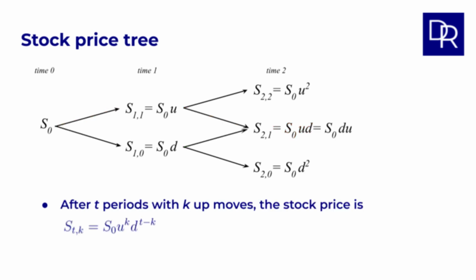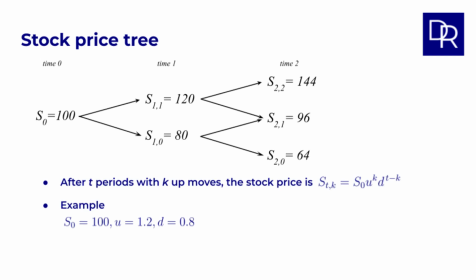We call a model with this feature a recombining tree. In general, after T periods with K up moves, the stock price, written as S subscript TK, is equal to S0 times U to the power of the number of up moves K, times D to the power of the number of down moves, which is T minus K. So, for example, with S0 equals 100, U equals 1.2, and D equals 0.8, S21, so at time T equals 2, and with K equals 1, so with one up move and one down move, is equal to 100 times 1.2 times 0.8, which equals 96.